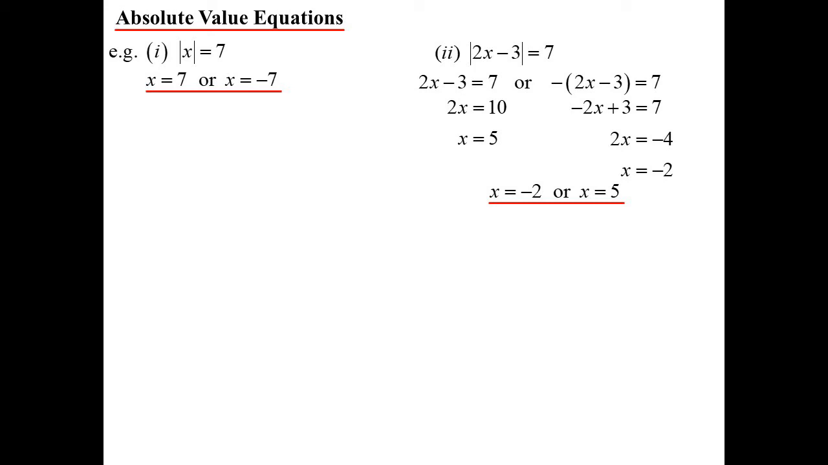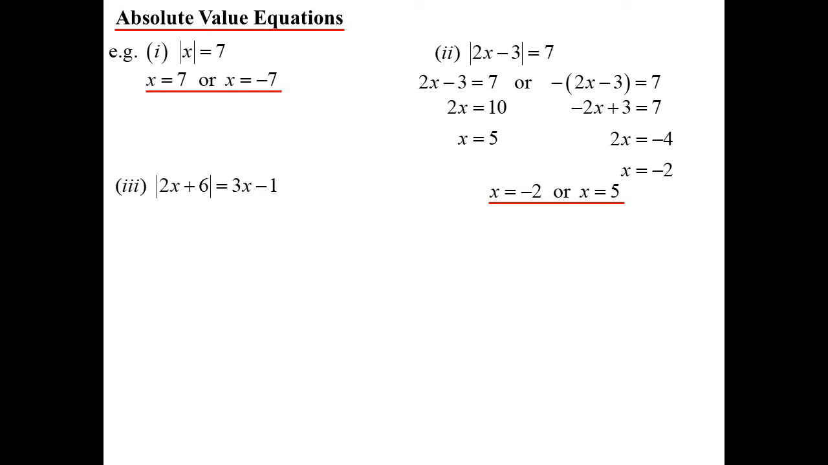Yes, that's identical to saying either 2x minus 3 is equal to 7 or 2x minus 3 is negative 7. But if we think about it this way, when we come to inequalities, we're not going to have a problem. But when we get to that, we'll talk a bit more about that.